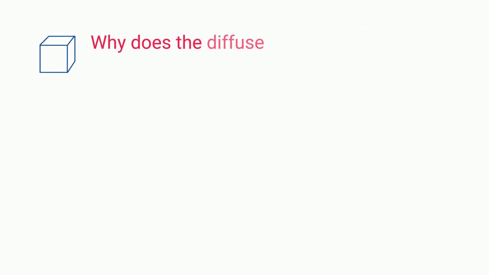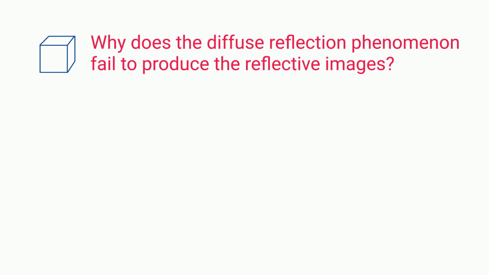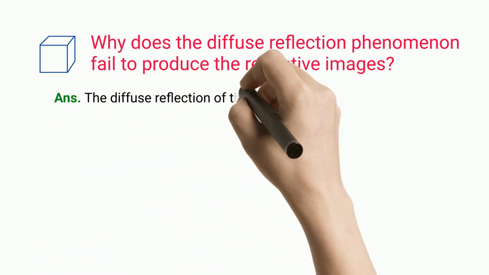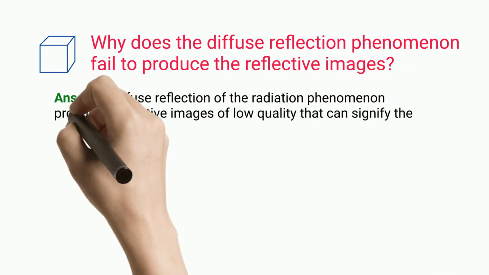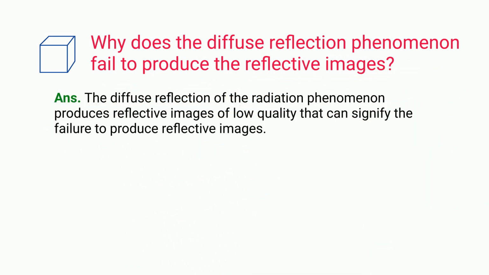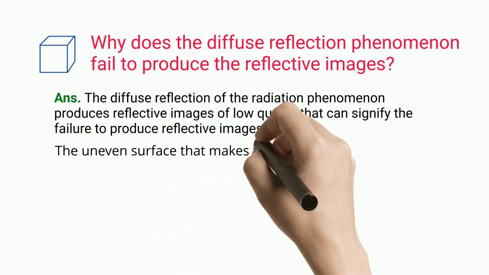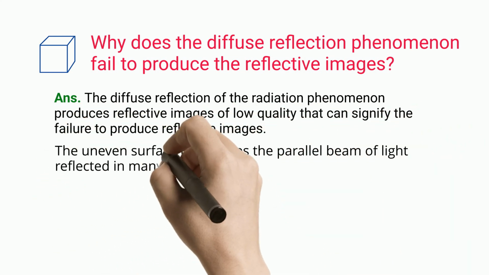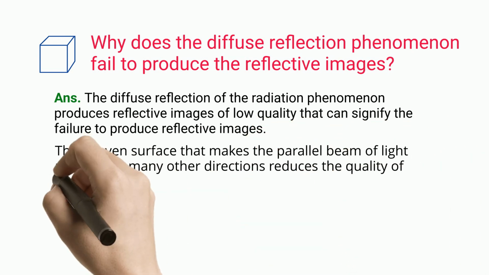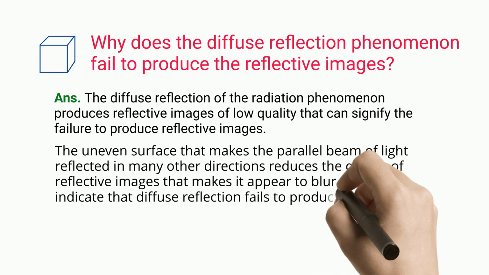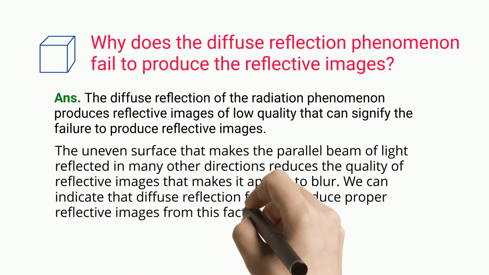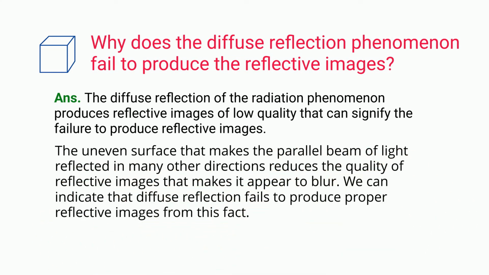Why does the diffuse reflection phenomenon fail to produce the reflective images? The diffuse reflection of the radiation phenomenon produces reflective images of low quality that can signify the failure to produce reflective images. The uneven surface that makes the parallel beam of light reflected in many other directions reduces the quality of reflective images that makes it appear to blur. We can indicate that diffuse reflection fails to produce proper reflective images from this fact.